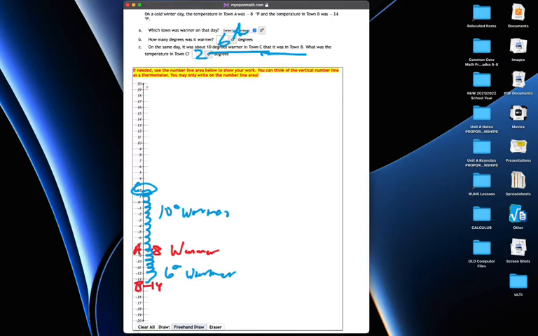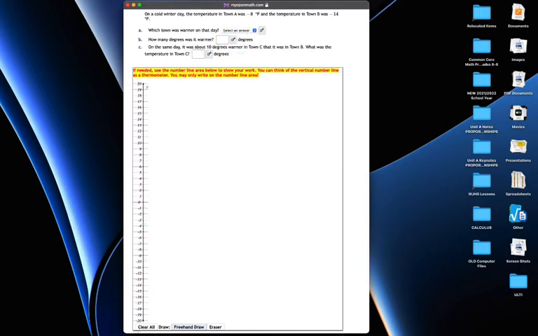So once again, town A was warmer by 6 degrees, and town C would be 2 degrees.